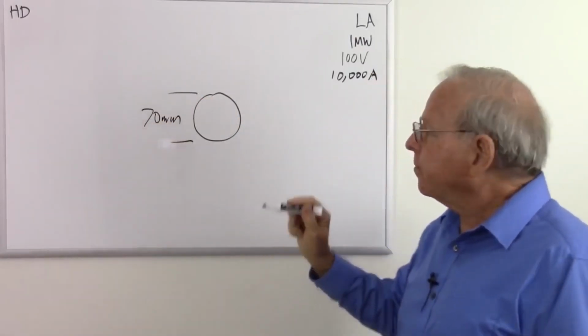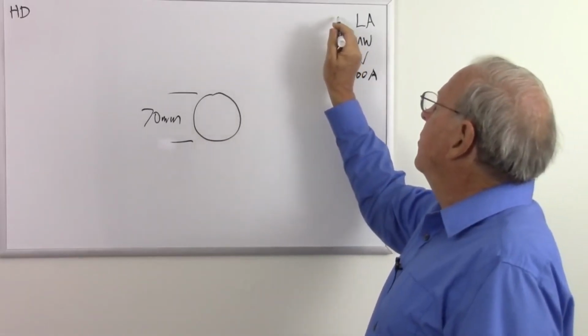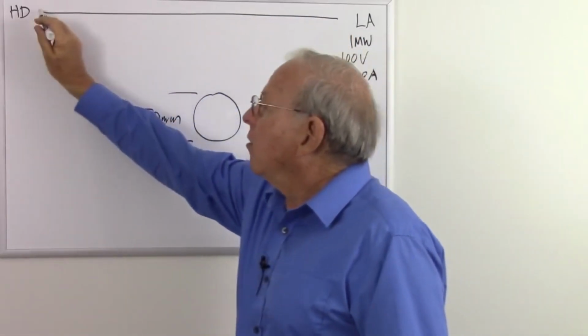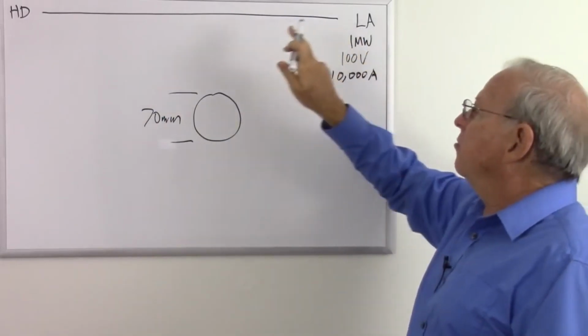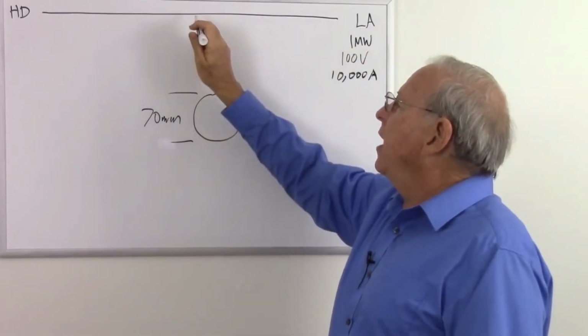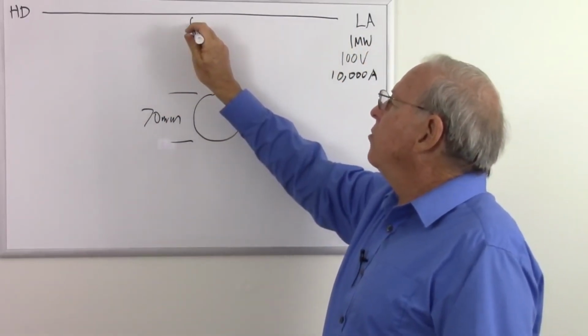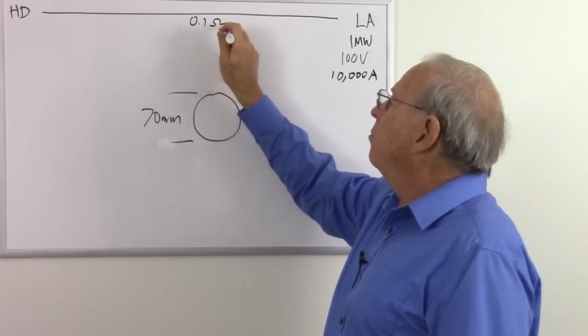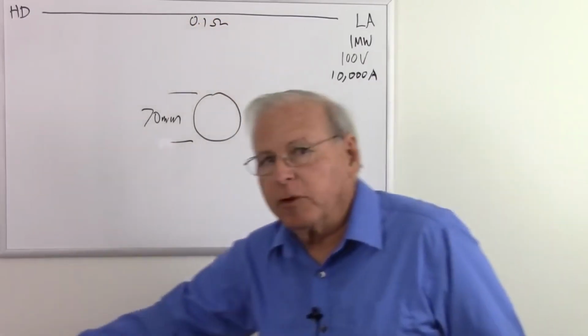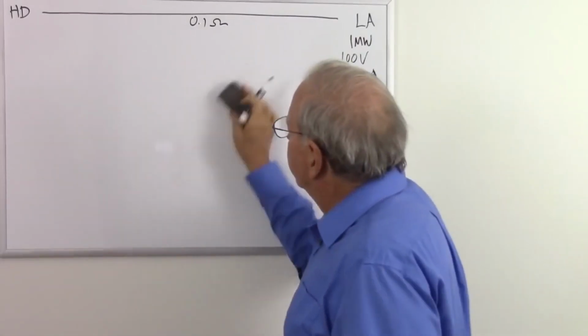in diameter. And if we stretch that 70 millimeter wire for our 400 kilometers between Los Angeles and Hoover Dam, it's going to have a resistance of 0.1 ohms. So now we're getting down to some useful numbers here, so let's move on.